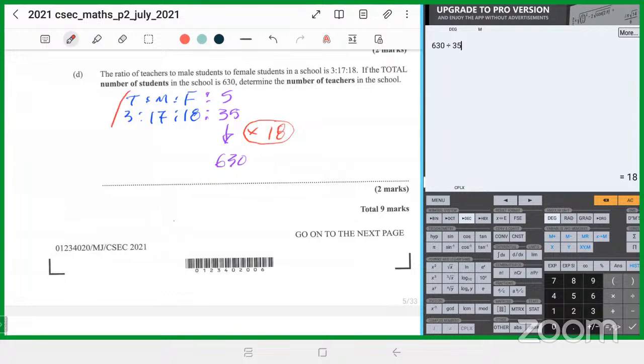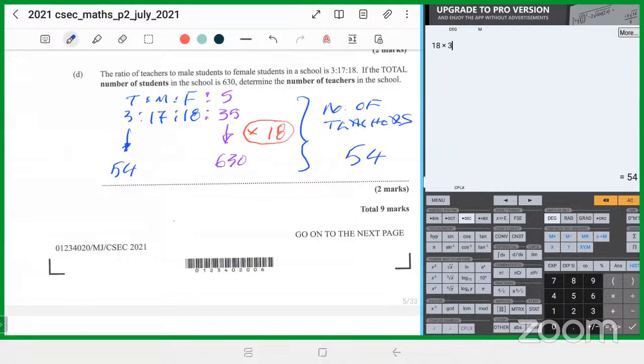They want to know the number of teachers. So we really need to multiply by 18. I don't need to work out these others. I'm not interested in those. I just need to multiply the number of teachers, which is 3, by 18 as well. And that will tell me what the actual number of teachers is. So this becomes 3 times 18, which is how much? 54. So when the total number of students is 630, the total number of teachers is 54. Can I write this? Number of teachers is 54.